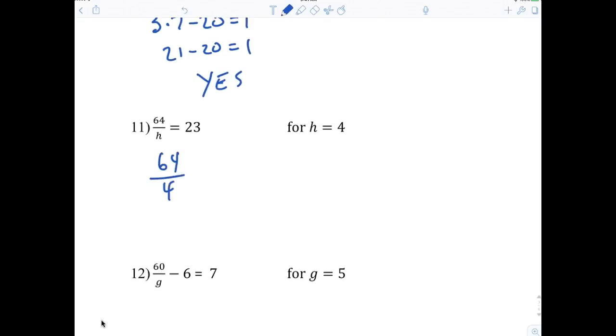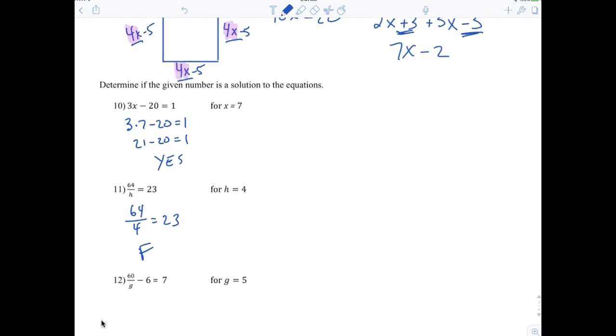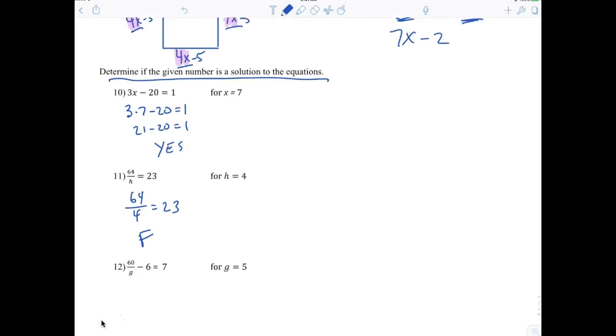64 divided by 4 is 23. True or false? Definitely false. Does everybody agree? The question is, is it true? Determine if the given number is a solution. 64 divided by 4 is not 23. All right, here we go.